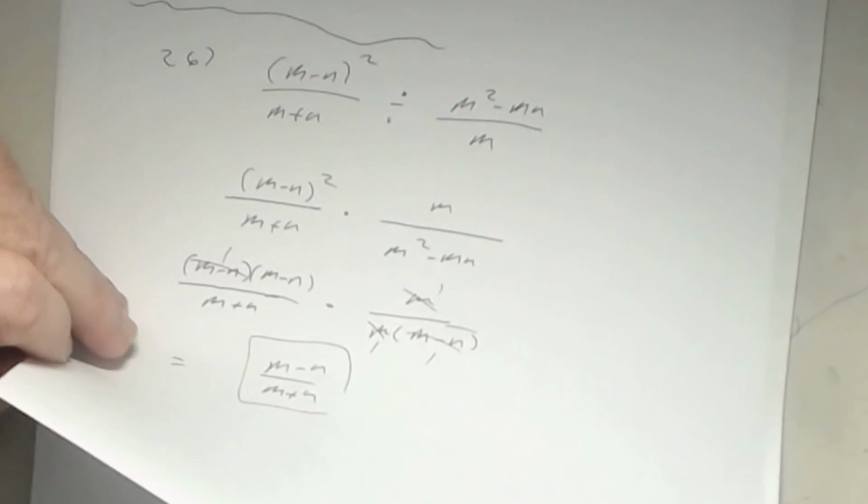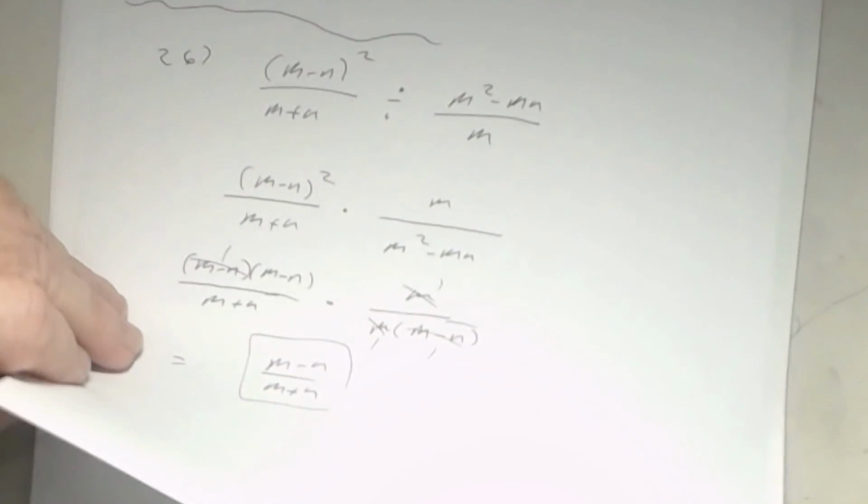All right. 28. It's not that difficult as long as you're good. I didn't say great. Good at factoring.